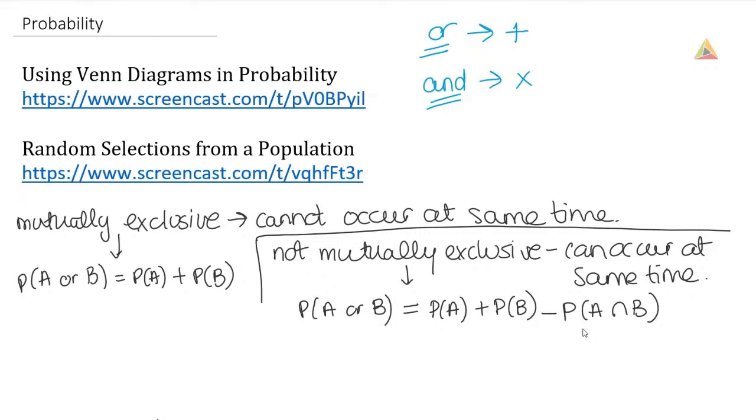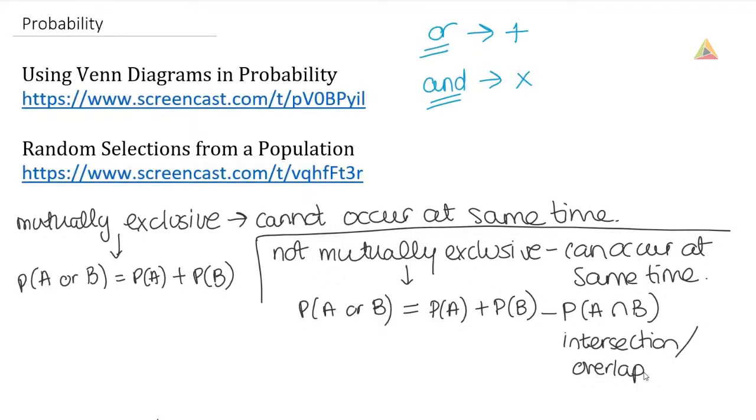So that means that we're only going to be counting the overlap once instead of counting it twice. And this is called the intersection or the overlap between the two. So we're going to see a couple of questions, some of which will be mutually exclusive and some of which will not be mutually exclusive.